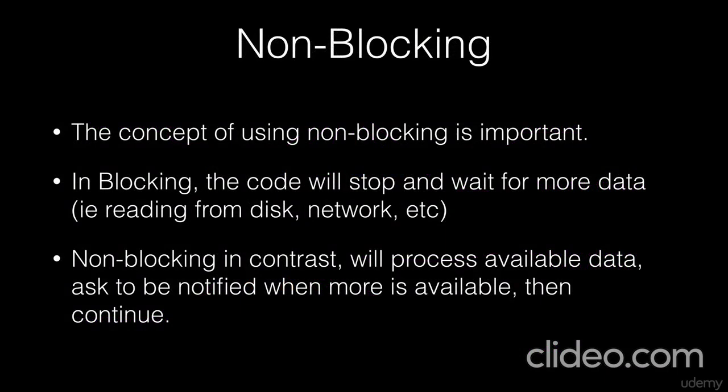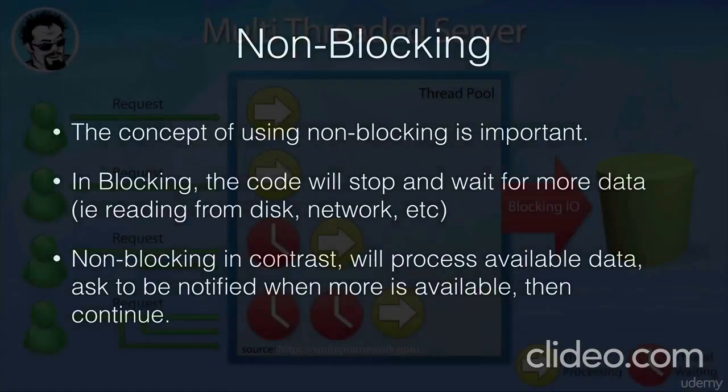Non-blocking is another key concept. This is pretty complex, but the basic concept is in blocking code, the code is going to stop and wait for more data. So it could be reading from a disk and you're going to wait for the disk to set up. Non-blocking, in contrast, is going to process what's available and then ask the sender to be notified when more is available. But the core concept here is when you're non-blocking, that task or that thread is going to go on to something else. Whereas in blocking, you're going to stop and block and wait.